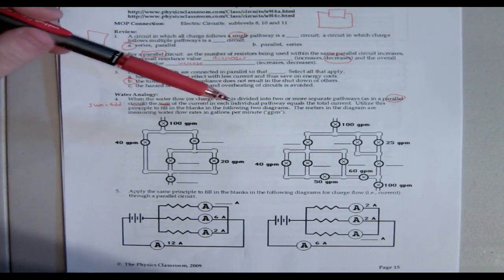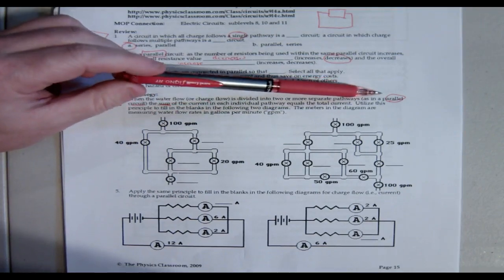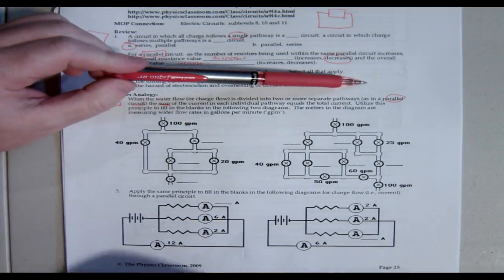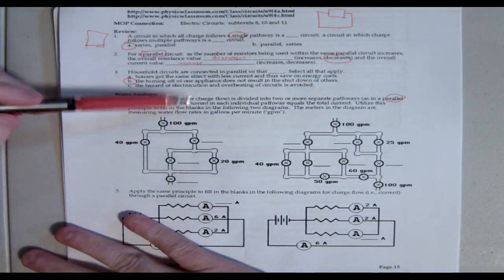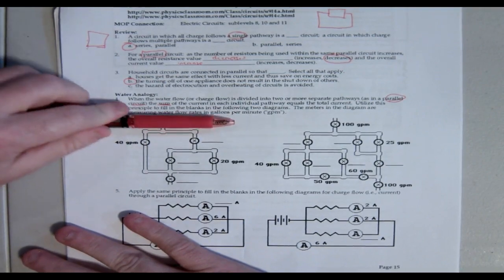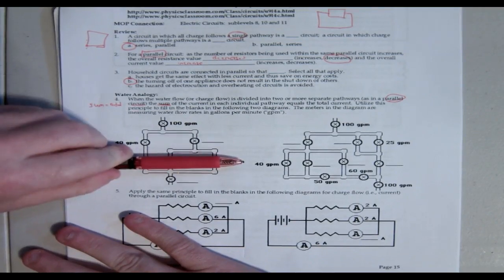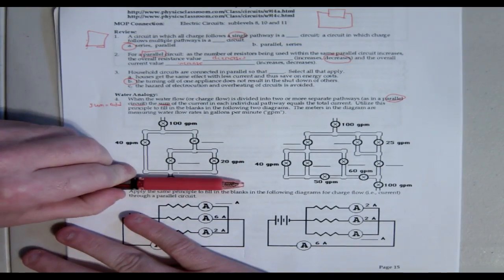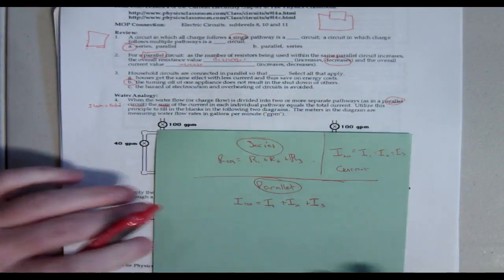In other words, when you're doing a parallel circuit and you're dealing with current, the current in each pathway level will equal the total current. So the one pathway level here will equal 100. This pathway will equal 100. This pathway will equal 100, and it should end with 100. Let's talk about this real quick, because I know that's huh?